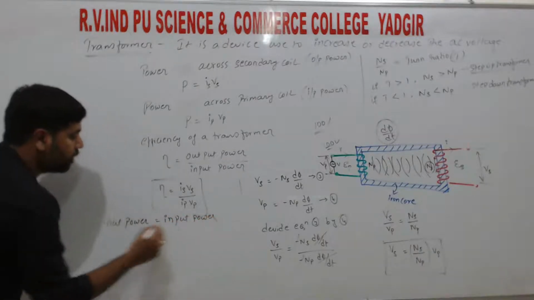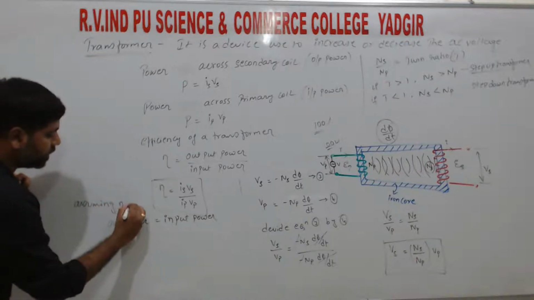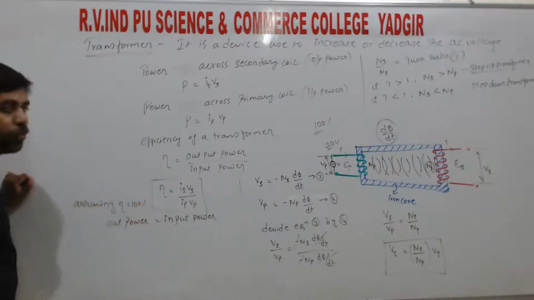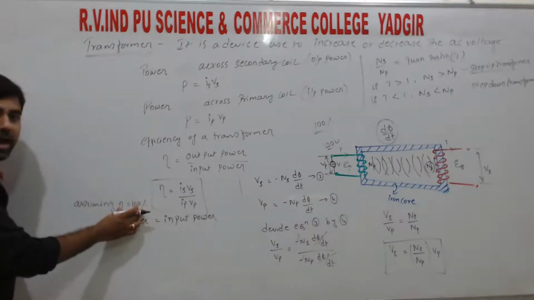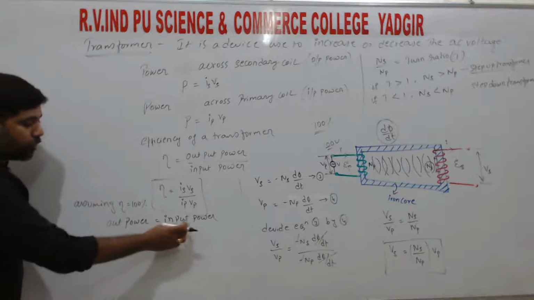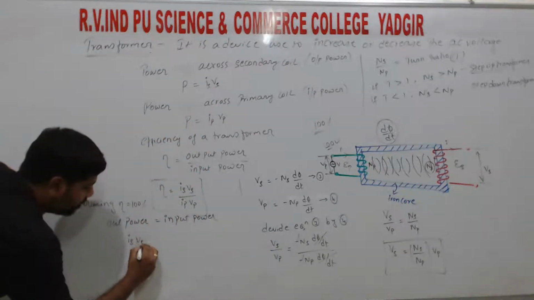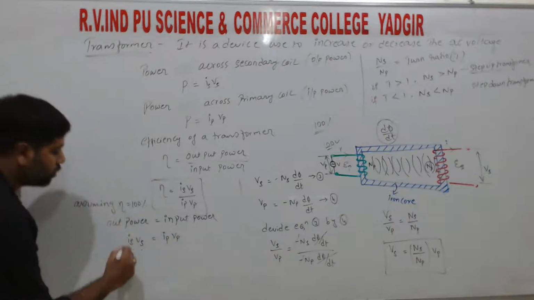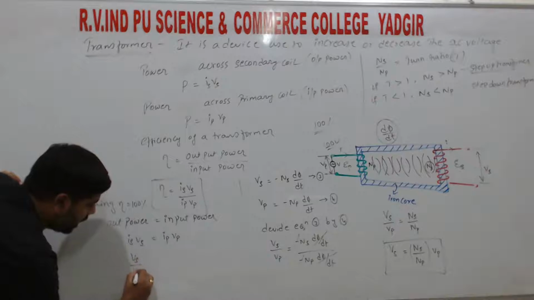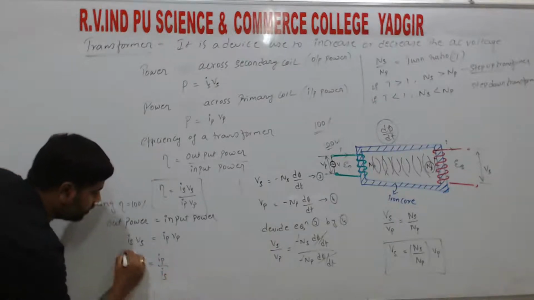So this is when we assume efficiency is 100%. So when the efficiency of a transformer is 100%, the output power is equal to the input power, right? So output power we take as Is Vs, that is equal to Ip Vp, right? So from this we can write Vs by Vp, that is equal to Ip by Is.